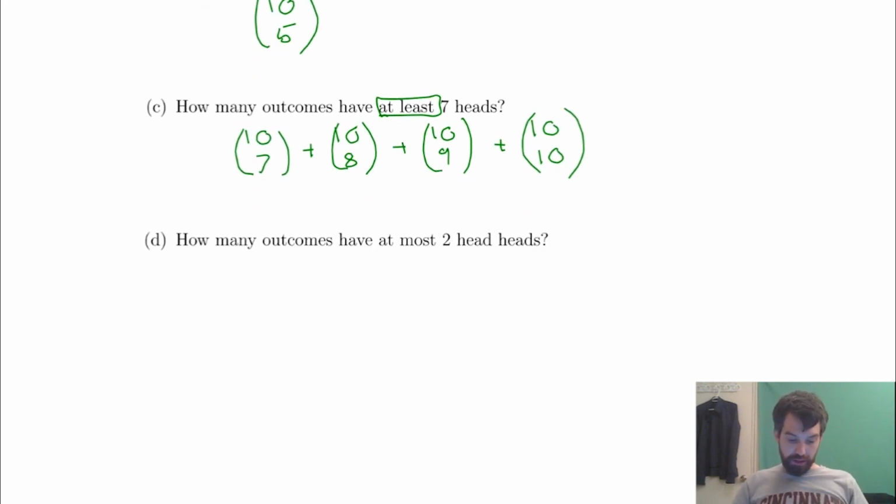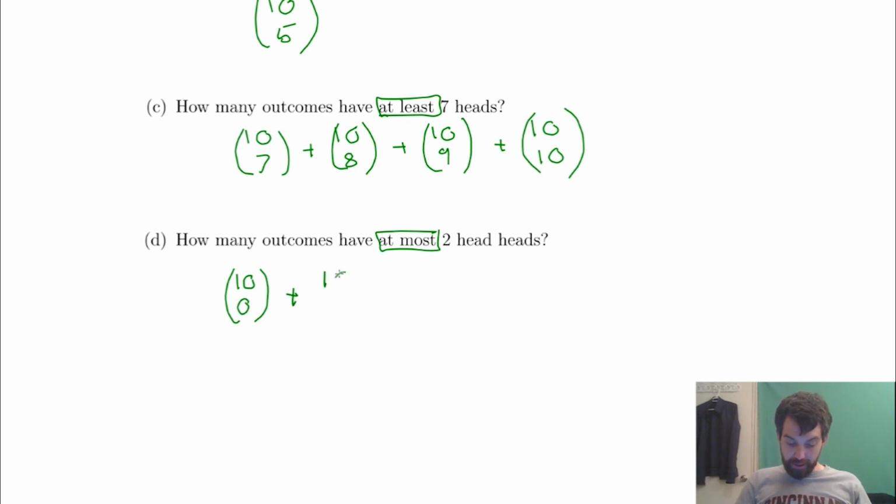All right. So now if I want to look at how many outcomes have at most 2 heads, this is sort of similar. The at most is similar to the at least, but it works on the other side. If it's at most 2 heads, it could be there's 0 heads, could be there's 1 head, or could be there's 2 heads. So I'm going to say 10 choose 0. That's the one way that they're all tails.